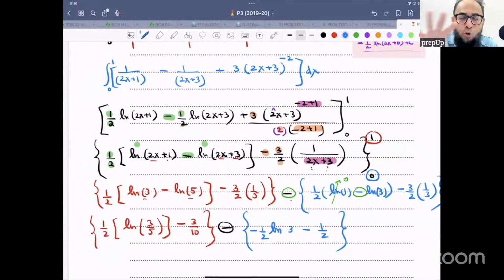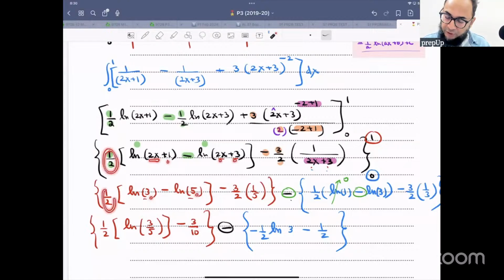Now it's my choice that I took this half common out. Even if I don't, it doesn't make a difference. You can take it common after you insert the values. So I think it's all good. Let me just double check from here. If I plug in 1, this is 2 plus 1, which is 3. This is 2 plus 3, which is 5. This half remains. That's over here. 3 over 2 and 2 plus 3 is 5. 3 over 2 into 1/5.